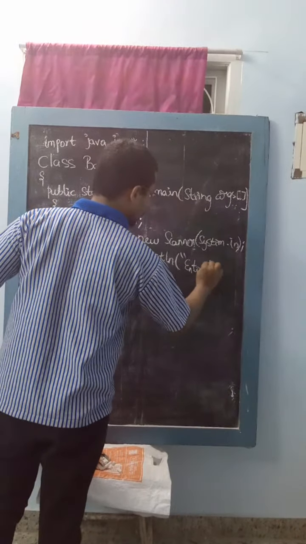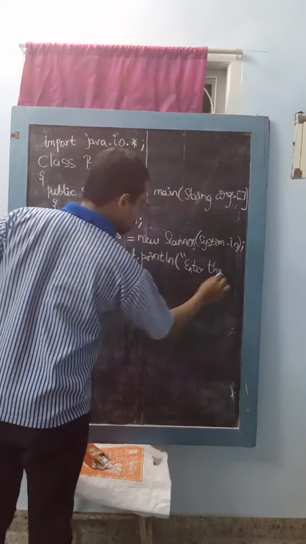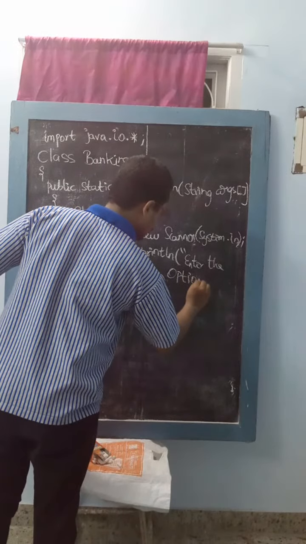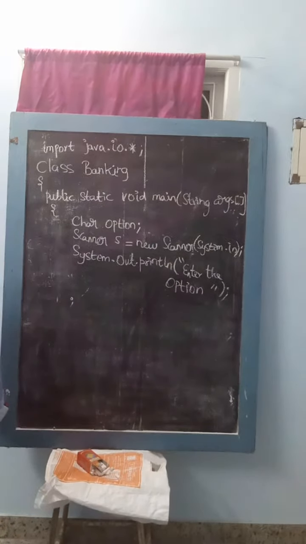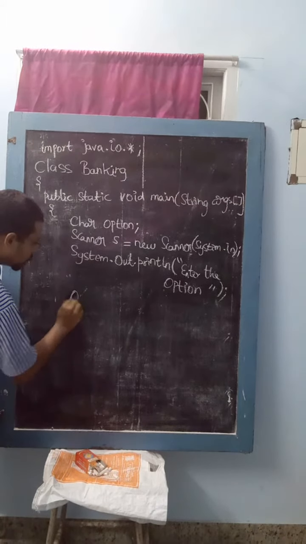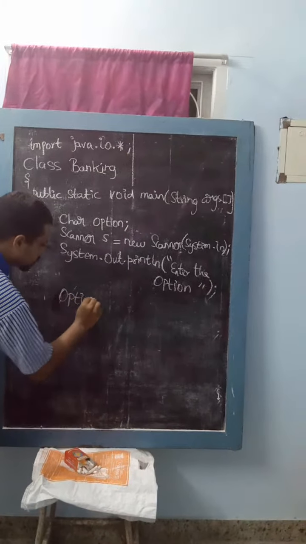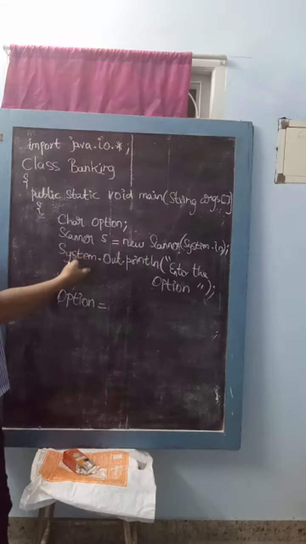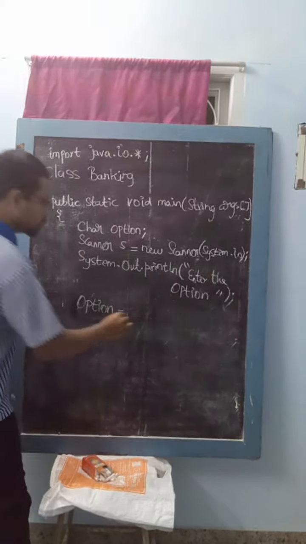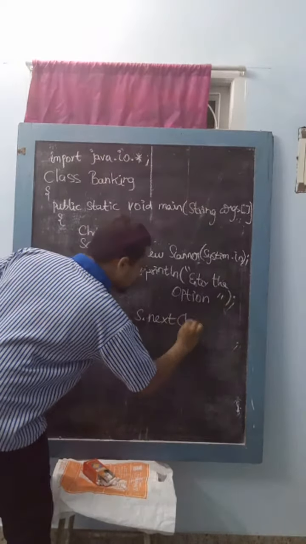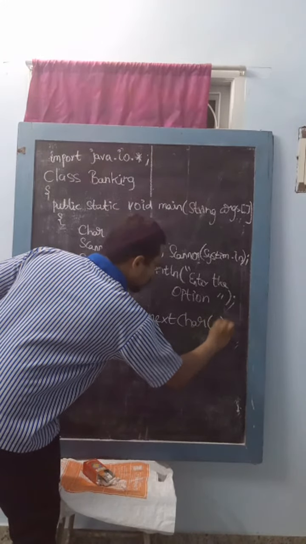Enter the option. After that, you have to get the option value. So we write option is equal to the next character value. A new function we are going to study today: next char, open bracket and close bracket.